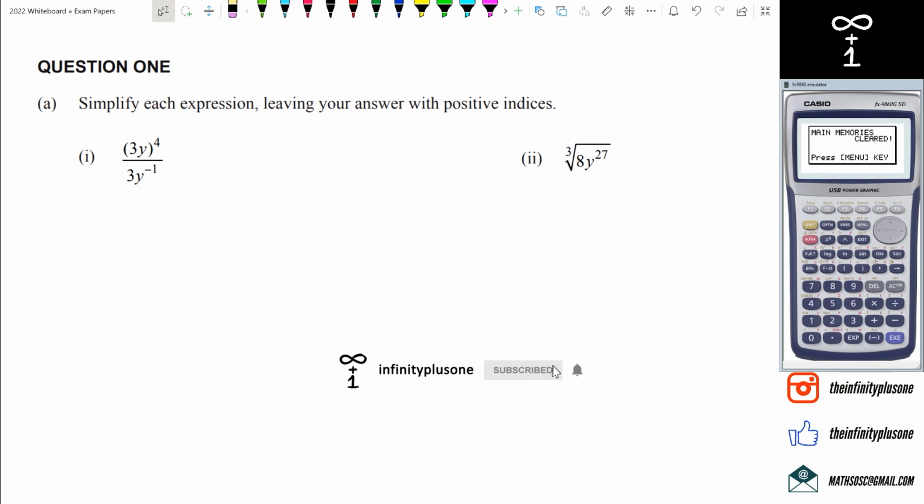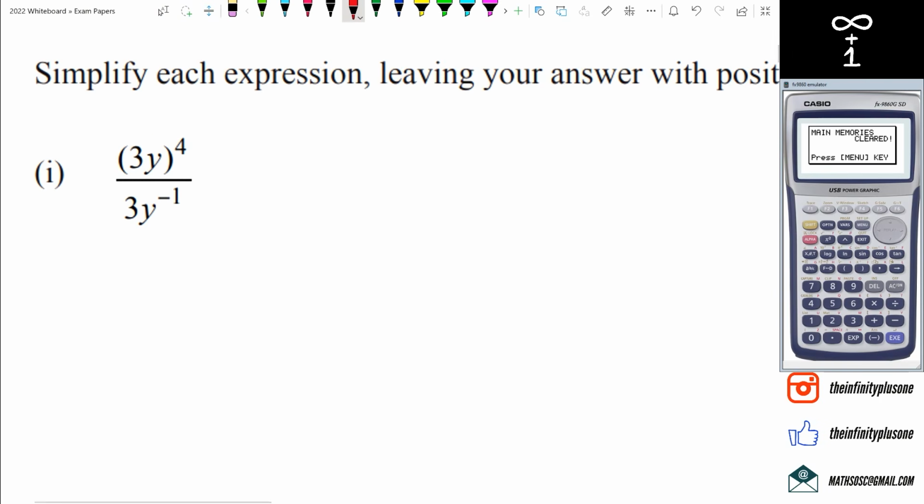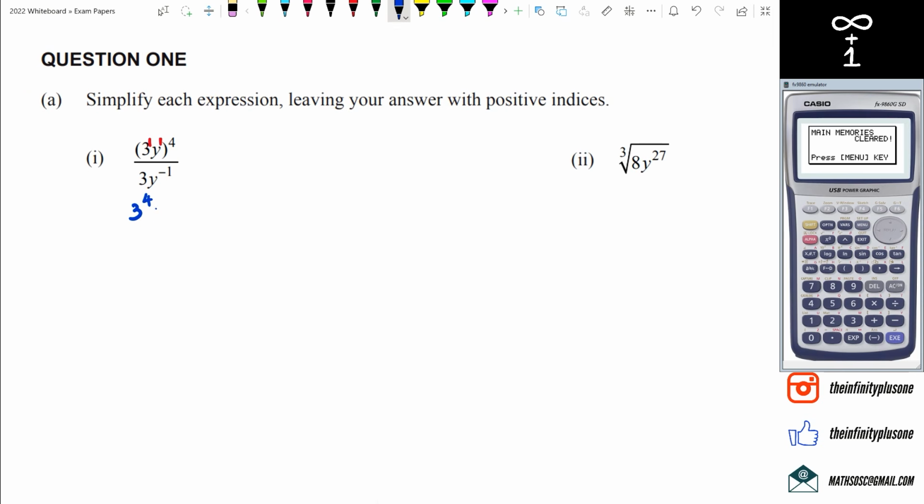All right, guys, so we're going to start off with question 1a here. We've got: simplify each expression, leave it in positive indices. The first thing you really want to make sure is that you put a little 1 where the 3 and the y is. The reason we do this is so that we remember it's also going to be 3 to the power of 4 when we expand the brackets. So this becomes 3 to the power of 4 and y to the power of 4. And that whole thing is divided by 3 to the power of 3 times y to the power of -1.